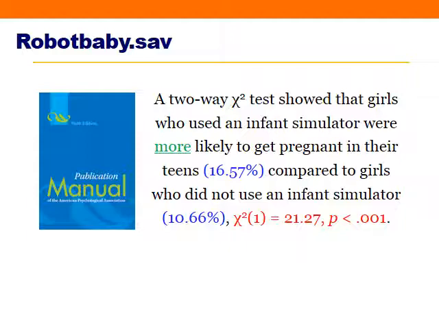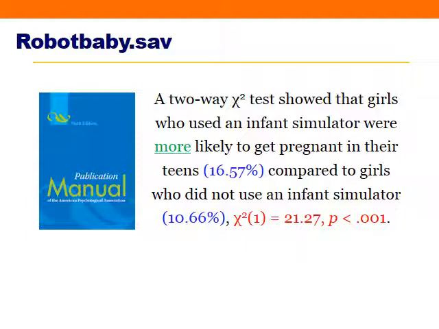21.27. We had the Greek symbol chi with parentheses for the degrees of freedom, which in this case was 1. Our p-value, which SPSS told us was 0.000, we are actually going to write as less than 0.001, because again, we know that p can never truly be equal to 0. In blue, in the middle of the sentence, we have the row percentages for each group, telling us that 16.57% of the girls who did take care of a simulator got pregnant, compared to only 10.66% of the girls who did not use an infant simulator.